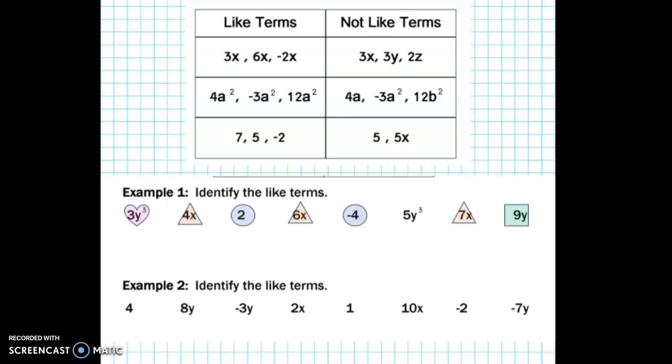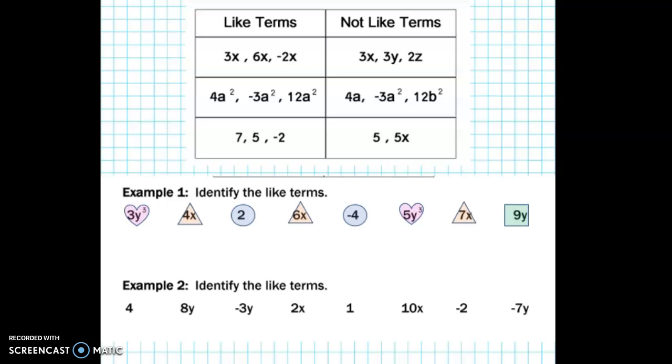But then I have 3y to the third power and 5y to the third power. Notice those are not joined with my 9y. Those are different exponents. If I were to combine all of mine together, I would have 8y to the third power plus 9y, 17x, and a negative 2.